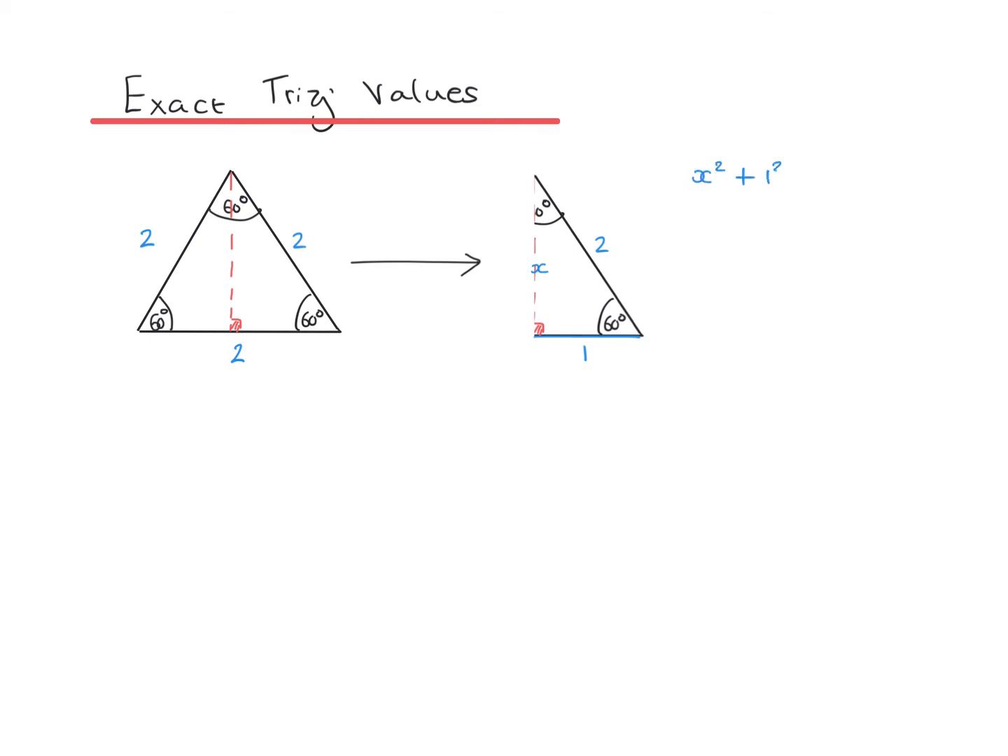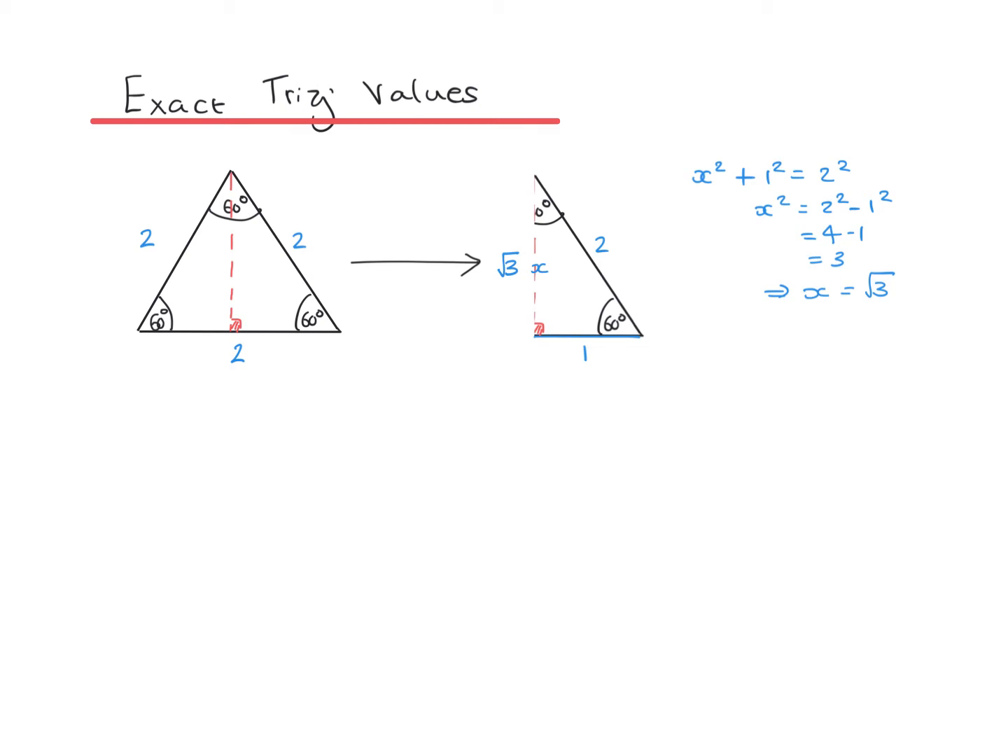x squared plus 1 squared is equal to 2 squared. So x squared is equal to 2 squared minus 1 squared. That's x squared is equal to 4 minus 1, or 3, which gives us x is equal to the square root of 3. So this third side is equal to root 3.